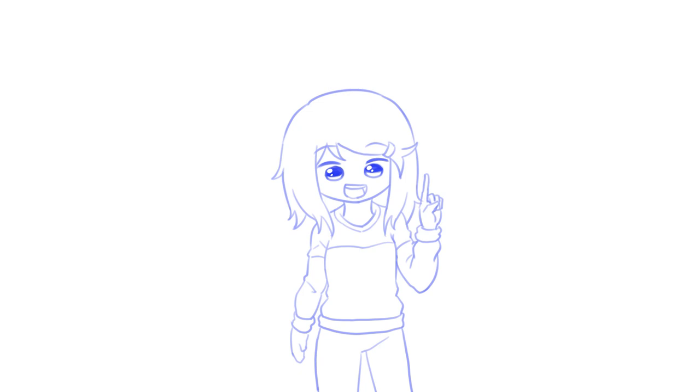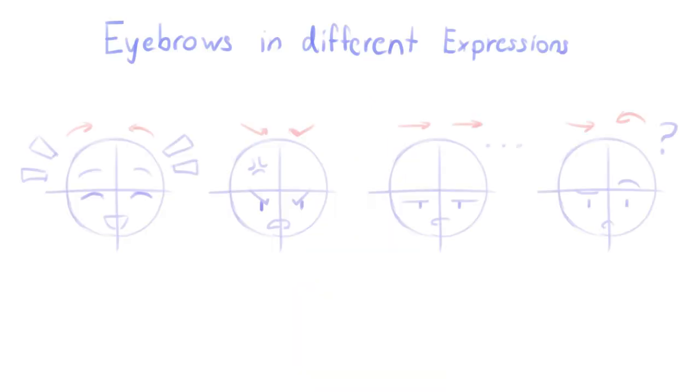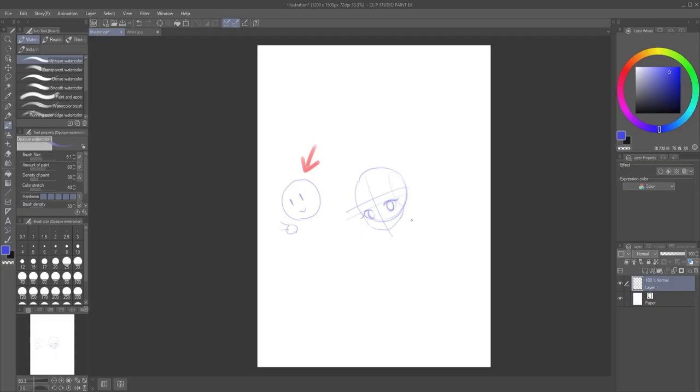Next, we want to draw the eyebrows. So basically, you want to draw the eyebrows according to the character's facial expression. Here, we want to draw Cheryl smiling towards the camera. So the eyebrows are going to arch up. And so, that's why we're going to draw them like this.